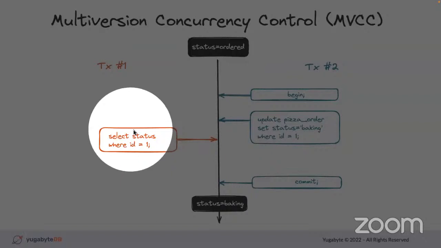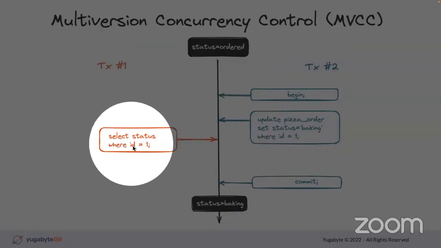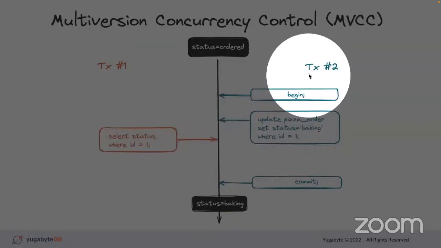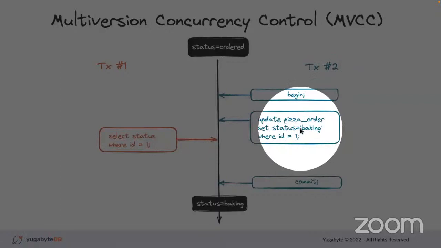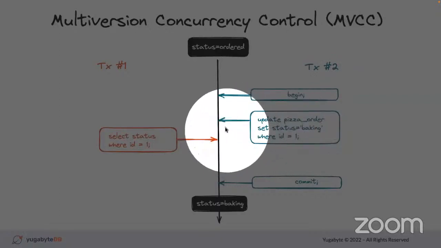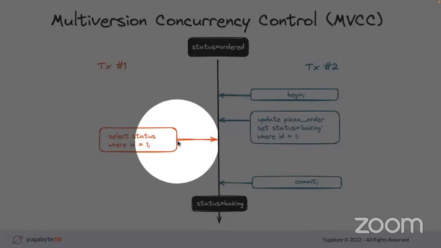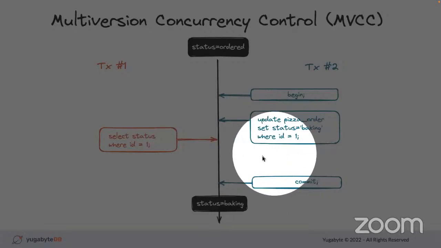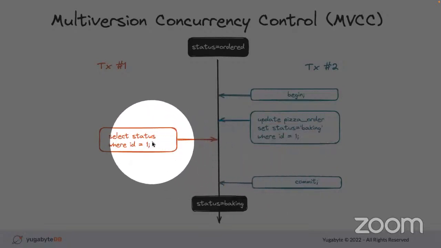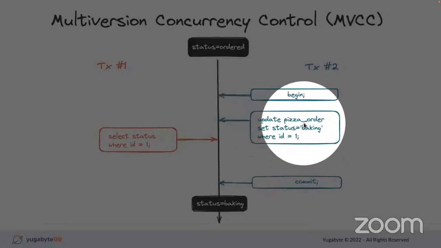But at the same time, before this select is executed, there is another transaction executed from another thread of your Java application. That transaction wants to change the status for this order from ordered to baking. This update happened before the select, but this second transaction is not committed yet. The question is what this request should see. Should it see the status ordered or the status baking?